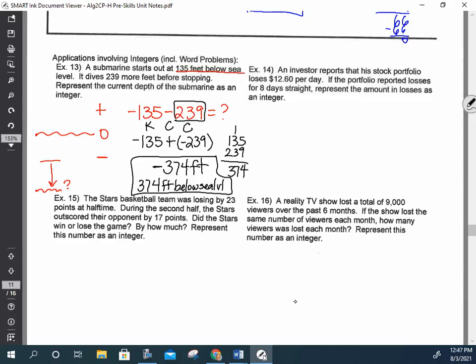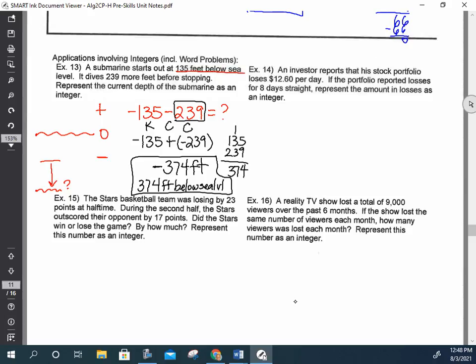So when you are working with negative numbers, it's not enough for you to just give the answer. You need to know what that answer means. Interpretation of a number. You need to know what that number means. If you just give negative 374, you also have to be able to tell us, well, what does that mean then?